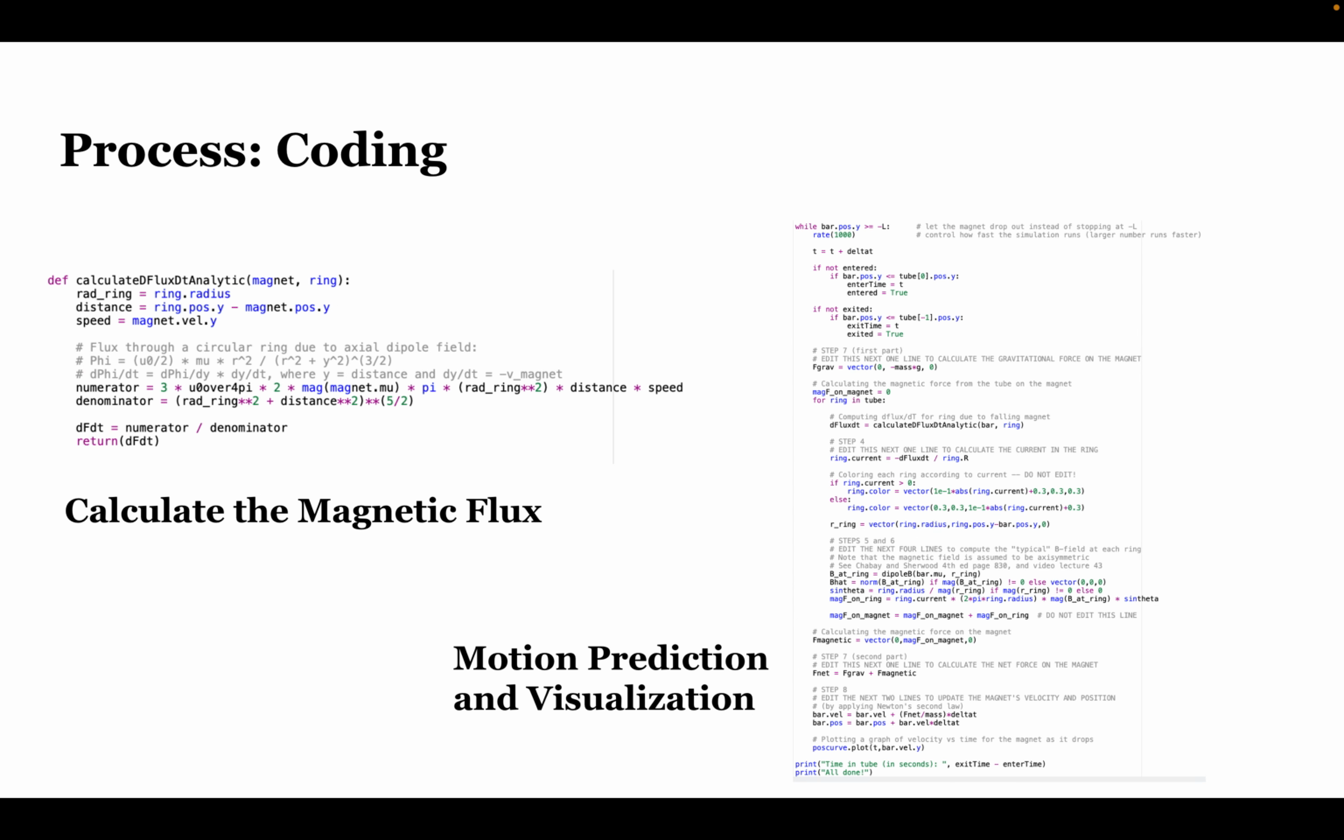Calculating the magnetic flux was just taking the ring radius and then the distance, so the ring at the position y minus the magnet at the position, and then the speed was just the magnet velocity, which we calculated using Newton's second law. And then motion prediction and visualization was already given in the starter code, basically how it's visualized in Python.